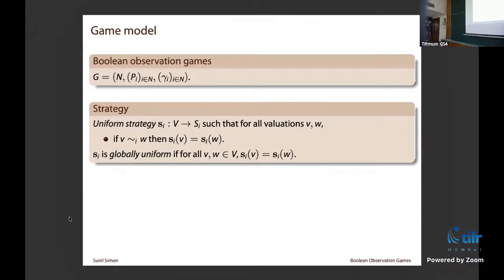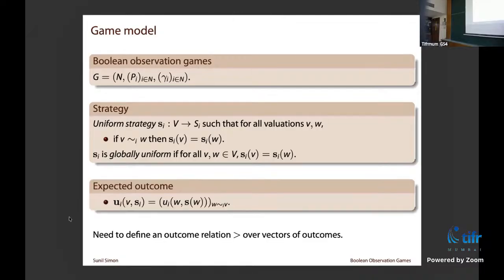Okay, so there is one particular kind of object here which is of interest, which is to say that well, I don't really care about distinguishing, so I'm going to pick the same strategy for every valuation. We just call this a globally uniform strategy, which is that I don't distinguish between valuations, whatever it is, I just pick one strategy. Okay, right. So now with this interpretation, what happens to the utility function?